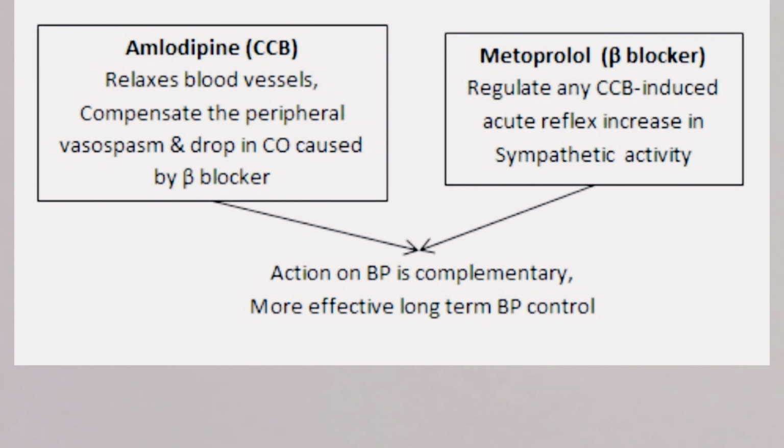However, beta blocker, by blocking the beta 1 receptors of the heart, decreases the contractility and cardiac output, and by blocking the beta 2 receptors of the blood vessels causes peripheral vasospasm. So amlodipine, which is a calcium channel blocker, helps to compensate the peripheral vasospasm and drop in cardiac output caused by beta blocker. So amlodipine and metoprolol, which is a beta blocker, although the mode of action is different, the action on blood pressure is complementary. The combination helps in more effective lowering of blood pressure with minimization of side effects.